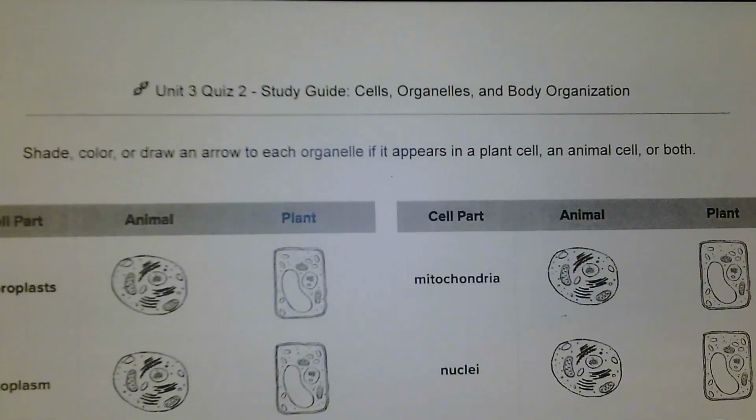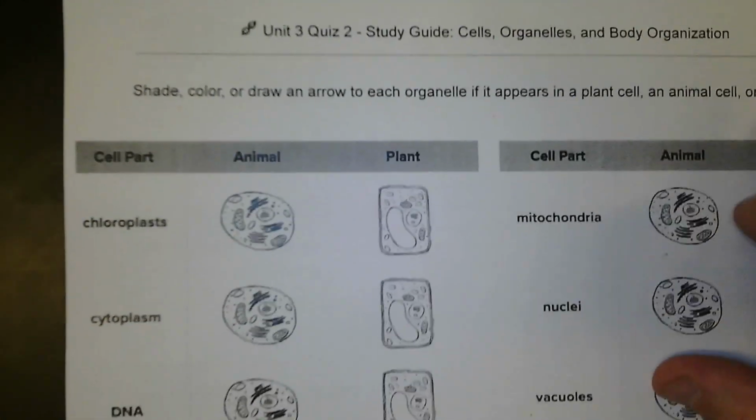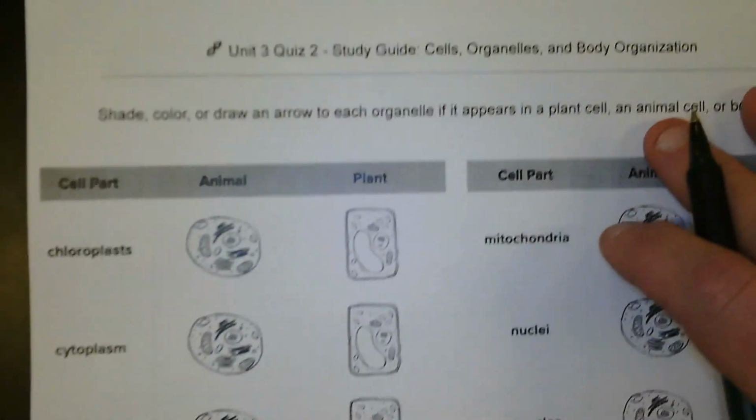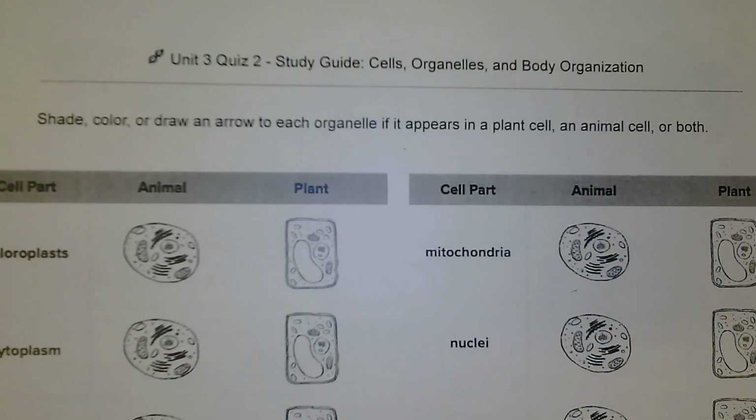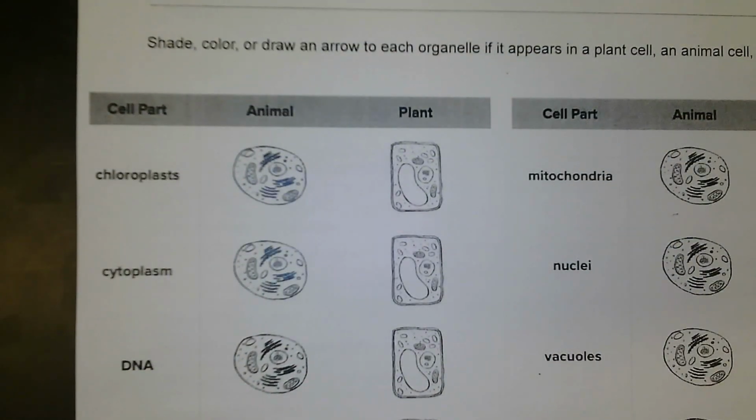So let's go ahead and get started. This is Unit 3, Quiz 2 Study Guide, mainly focused on cells, cell organelles, and body organization. I have it zoomed in as much as I can right now, so let's look at chloroplast. The instruction here, obviously, is to shade, color, or draw an arrow to each organelle if it appears in a plant, an animal, or both. So we need to identify the organelles visually. And this is something that comes up a lot on our state test, on our county testing. So let's start with chloroplast since it's at the top and first alphabetically.